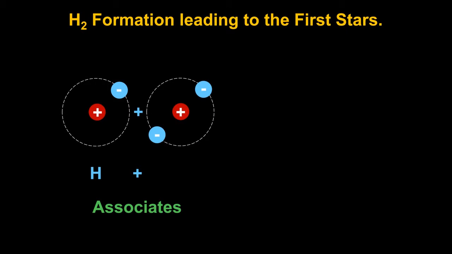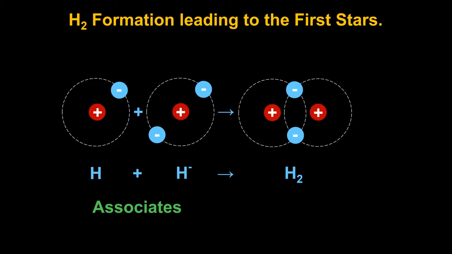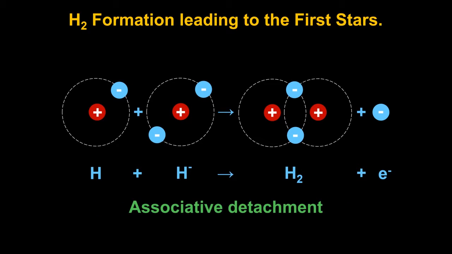This second hydrogen atom is actually a little bit different because it has an extra electron. So the total charge is -1. So the H associates with H-, forming molecular hydrogen. It's two protons, two electrons, and the third electron detaches. It flies off. So this chemical reaction is called associative detachment.